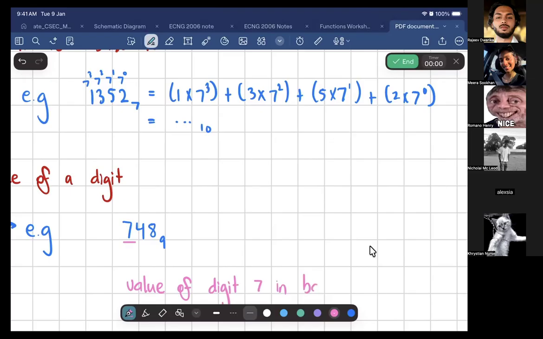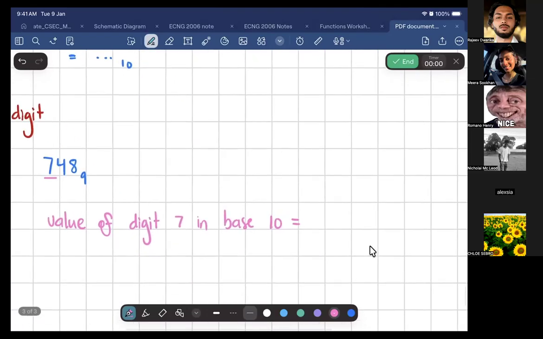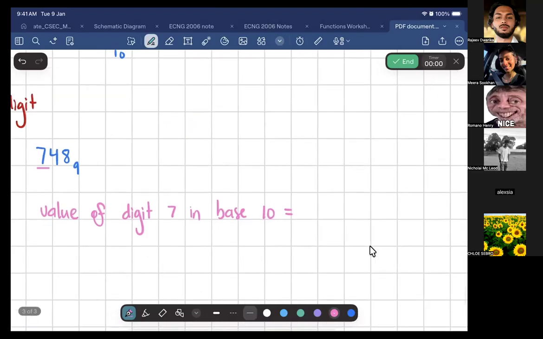So 7 times 9 to the power 2. No, it wouldn't be add. I just want to find the value of the digit 7. So 7 times 9 to the power of 2. Yep. 9 to the power 2 is 81. And 81 times 7 is, I think, 567. Let me check. Yeah, 567.